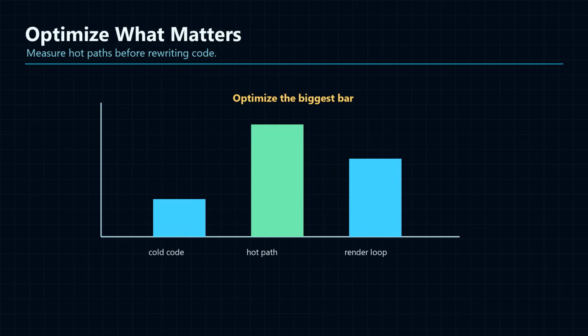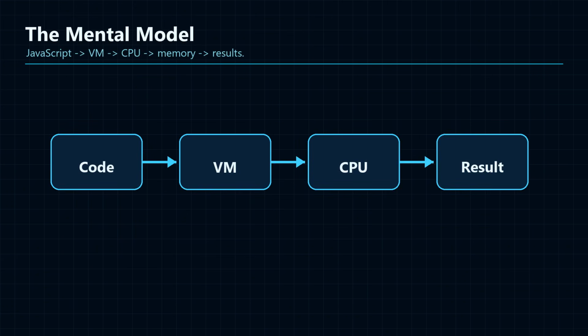The point is not to fear JavaScript. The point is to build a mental model. Measure first. Optimize hot paths. Keep object shapes consistent. Avoid unnecessary type changes. And remember Amdahl's law: speeding up code that barely runs will barely change the app. Once you understand the layers, JavaScript performance stops feeling mysterious.